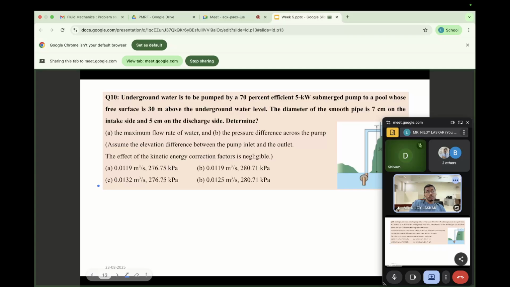The diameter of the smooth pipe is also given. So see, in this question first, if I write diameter is given. So one diameter is 0.07 meter intake diameter, and outlet, that means the discharge one is 0.05 meter. So diameter is given, you can calculate area, right?